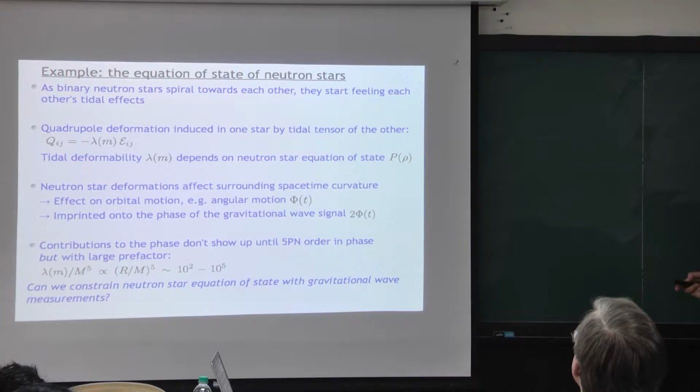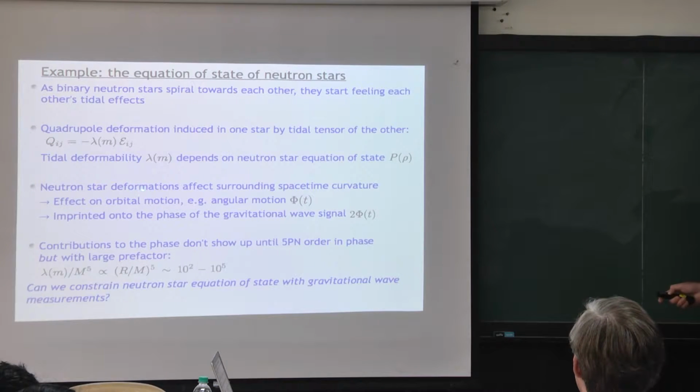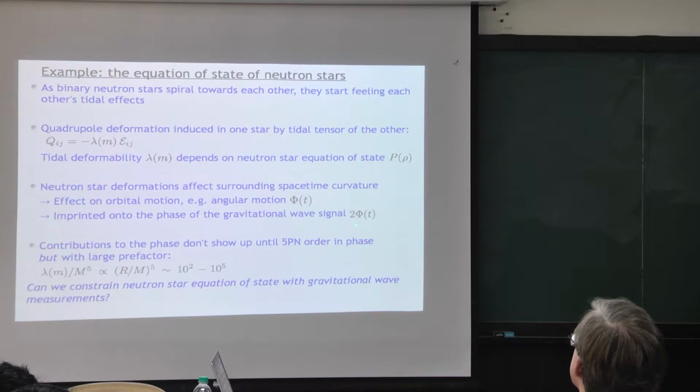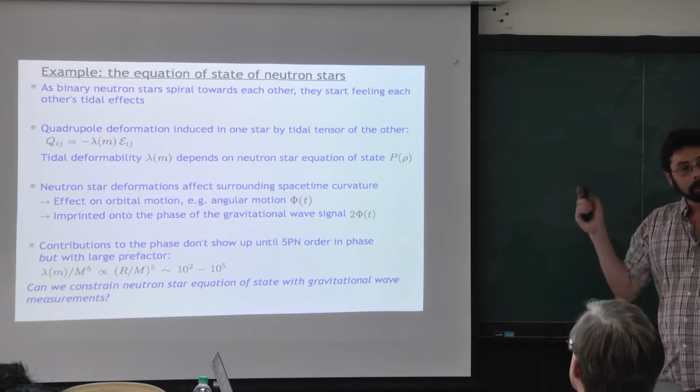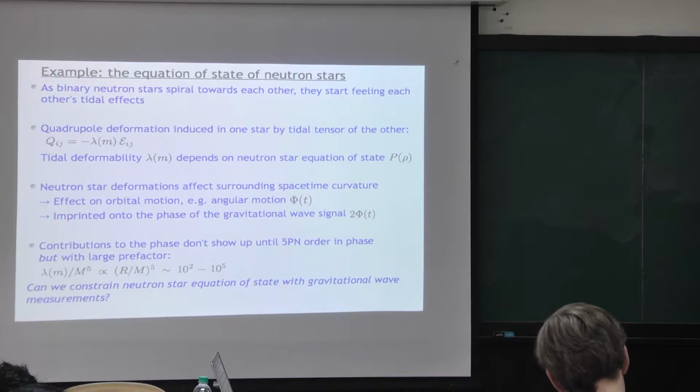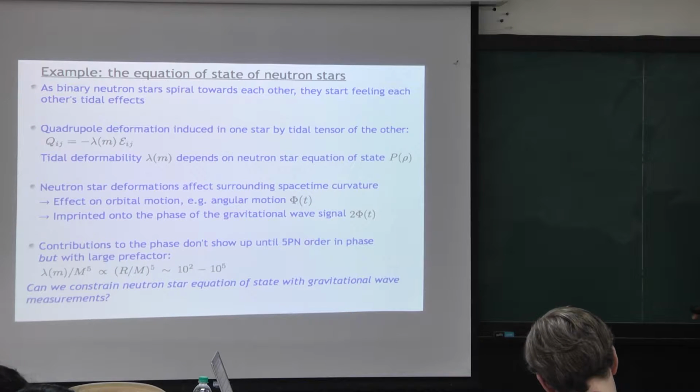coalescence observations. And so, well, the way this deformation enters the waveform is that neutron star deformations will affect the surrounding space-time curvature. This in turn has an effect on the orbital motion, in particular the angular motion, which we can measure very easily because essentially the gravitational wave phase is just twice that angular motion. Now, a potential problem would have been that contributions to the phase due to these tidal effects don't show up until very high effective post-Newtonian order, namely 5 p.m. order in the phase. However, the saving grace is that the prefactor is going to be rather large.